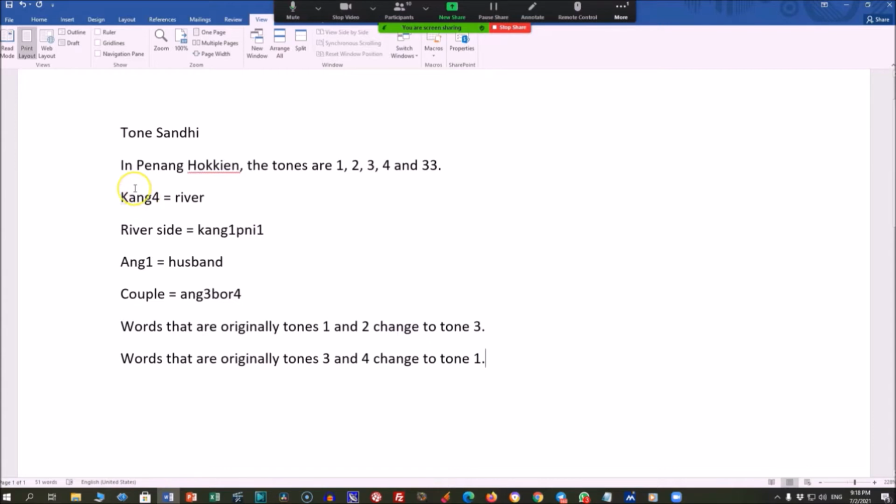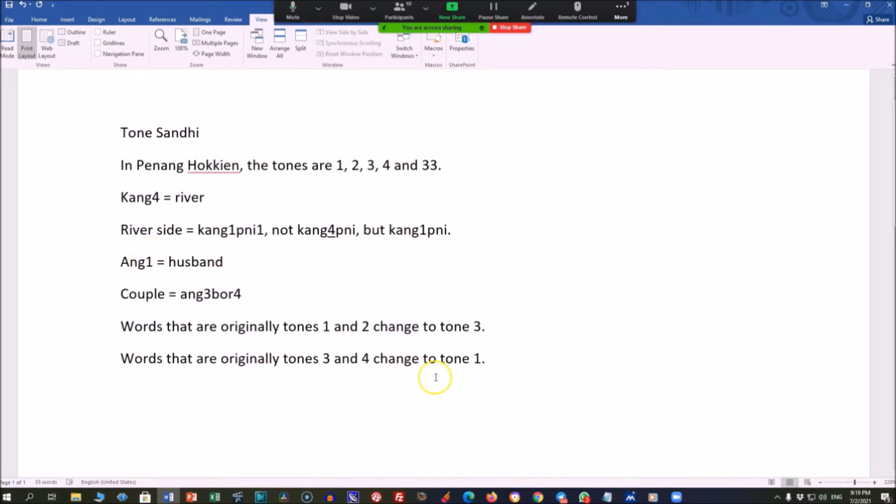When you take a word and you combine it with another word, the word in front will change its tone according to this rule. And from there you can see Kang Pi, from the word Kang, it becomes Kang. And so you don't say Kang Pi, you say Kang Pi. Not Kang Pi. It's not 4. You have to change it to 1, because words that are originally tone 3 or 4 change to tone 1.